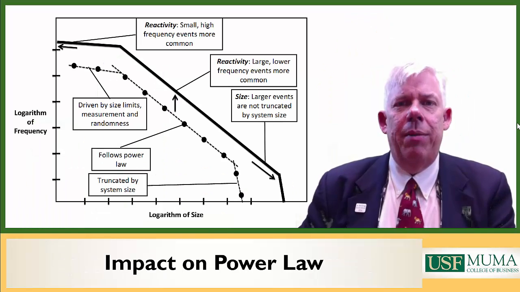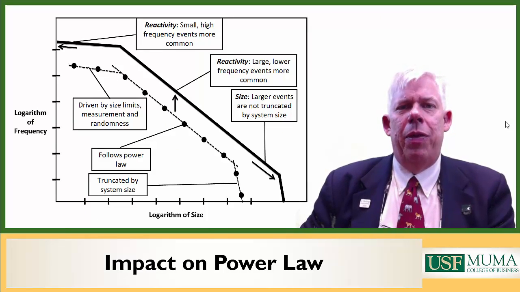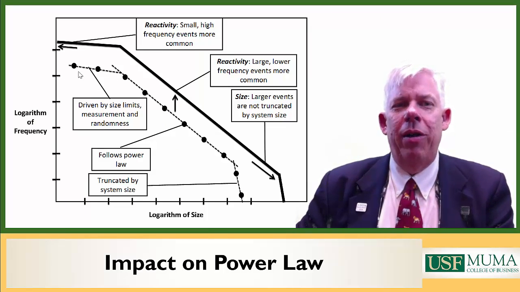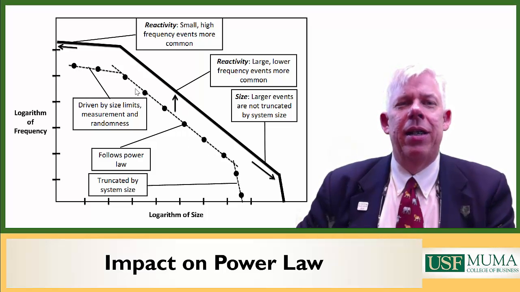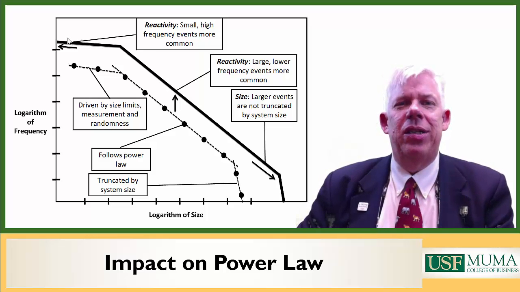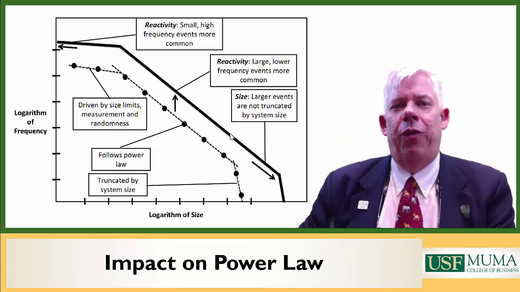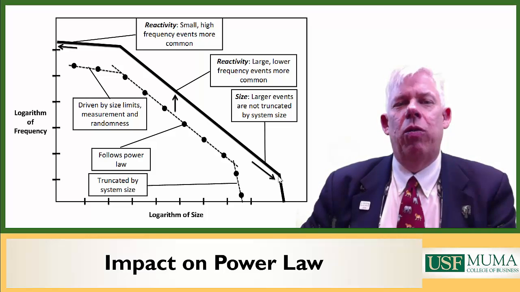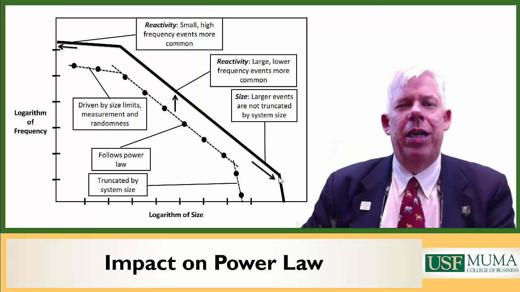If we look at these phenomena in terms of the power law, what we could argue is that as we introduce information technology and increase the number of elements in the system and how quickly they react to each other in the system, what happens is the power law curve moves out, which means that we're going to have even more small high-frequency events, but at the same time, the potential for really large events is going to grow because the system size has gotten larger, and so we are not truncated by system size.